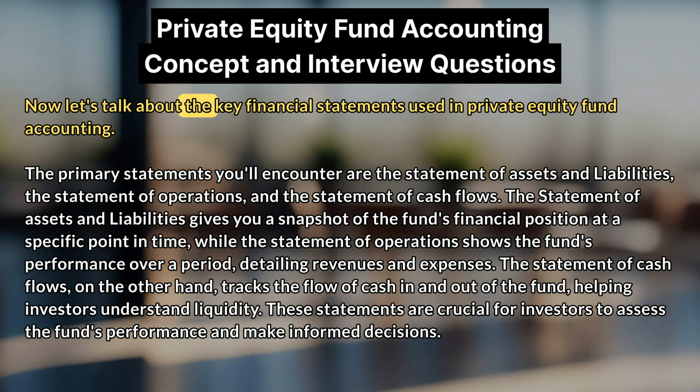Now, let's talk about the key financial statements used in private equity fund accounting. The primary statements you'll encounter are the statement of assets and liabilities, the statement of operations, and the statement of cash flows. The statement of assets and liabilities gives you a snapshot of the fund's financial position at a specific point in time, while the statement of operations shows the fund's performance over a period, detailing revenues and expenses. The statement of cash flows, on the other hand, tracks the flow of cash in and out of the fund, helping investors understand liquidity. These statements are crucial for investors to assess the fund's performance and make informed decisions.